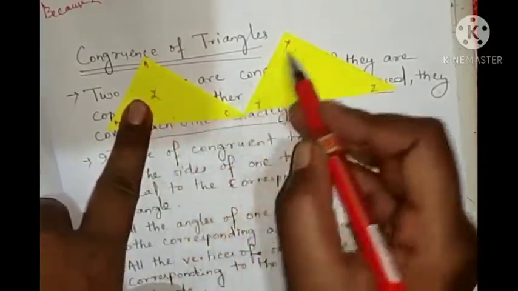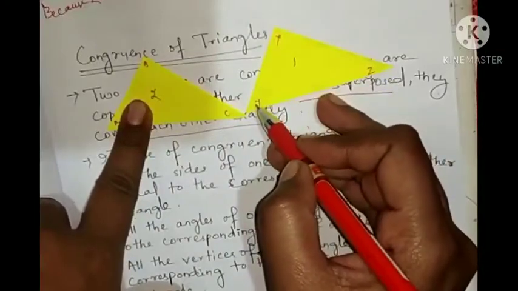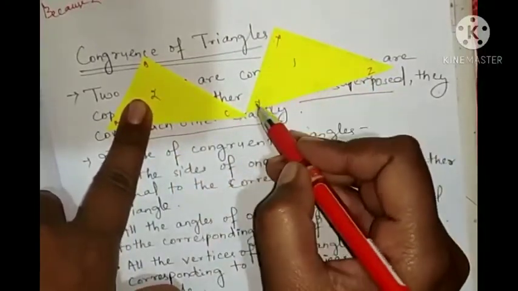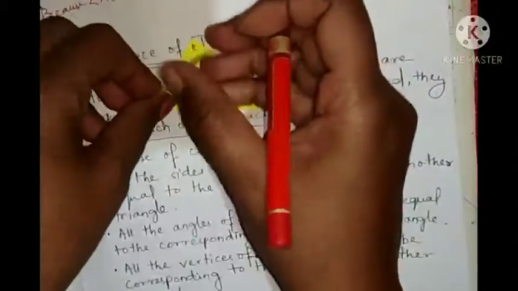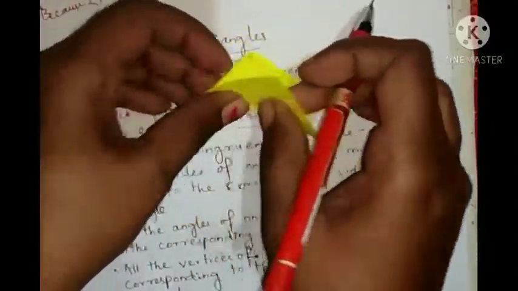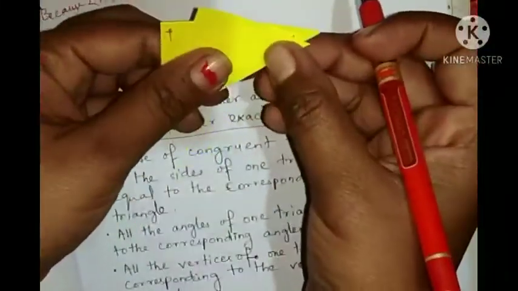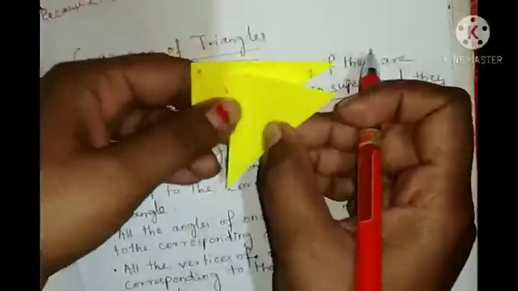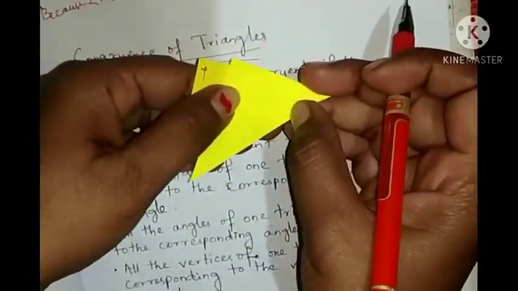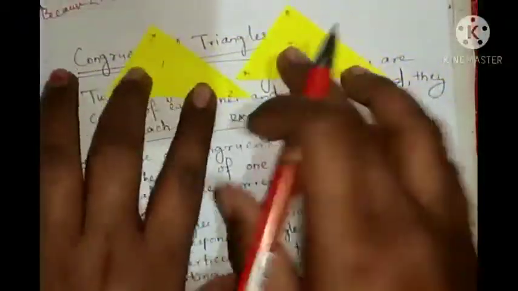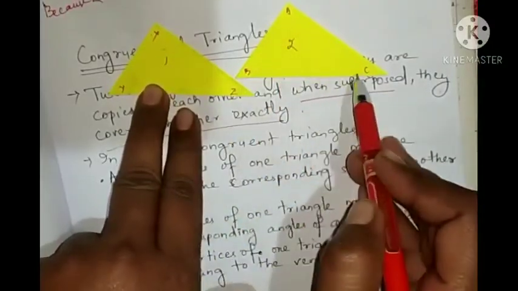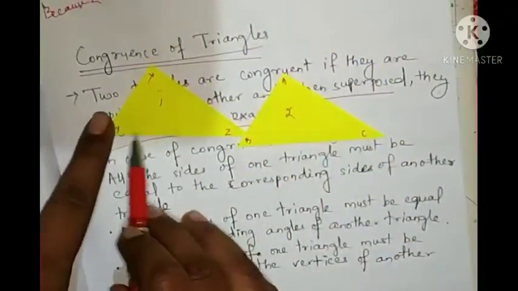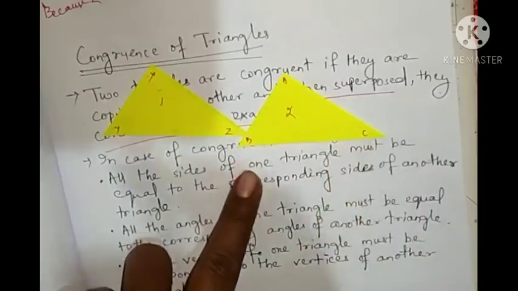This side, AC, is not corresponding to XY. Why? Because AC is not equal to XY. Where is it fitting? It will fit here. It will not fit here. It will fit here. Look, XZ will not fit here. Where? AB. That's why XZ and AB are not corresponding sides. So XY and AB are corresponding sides, XZ and AC are corresponding sides, then YZ and BC are corresponding sides.